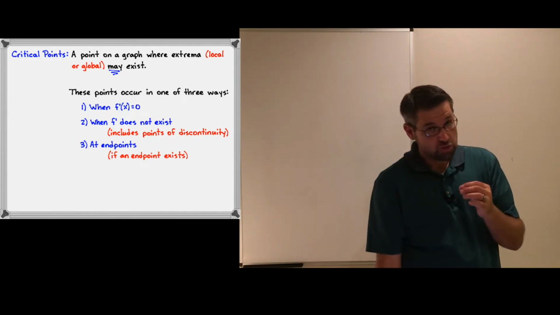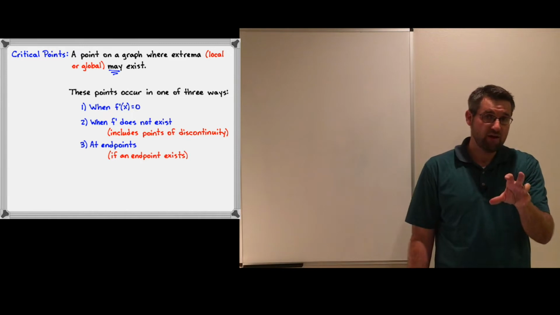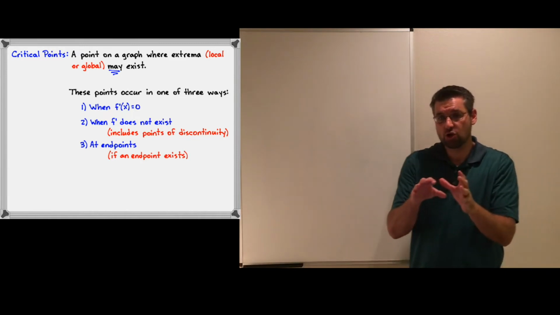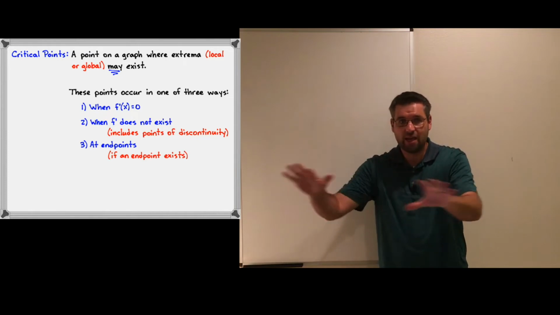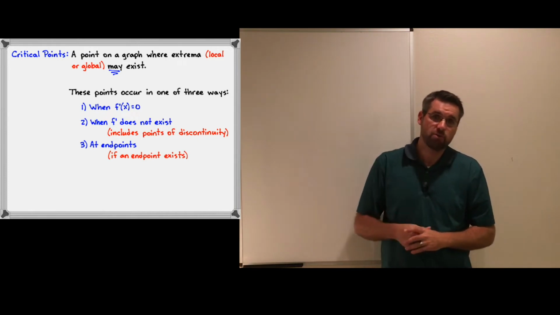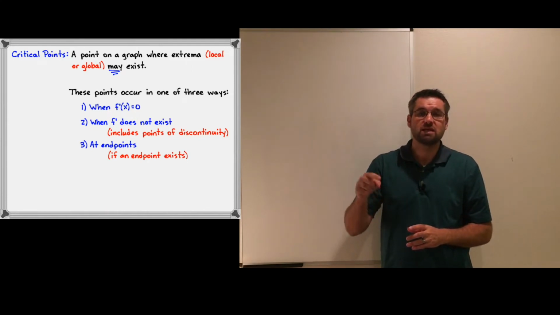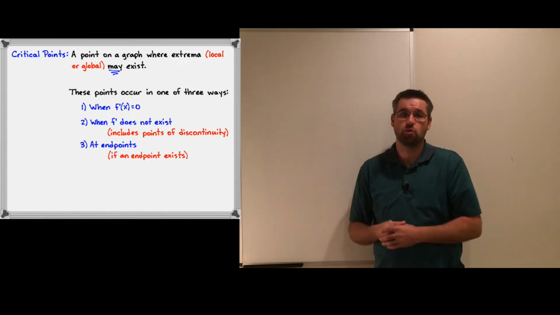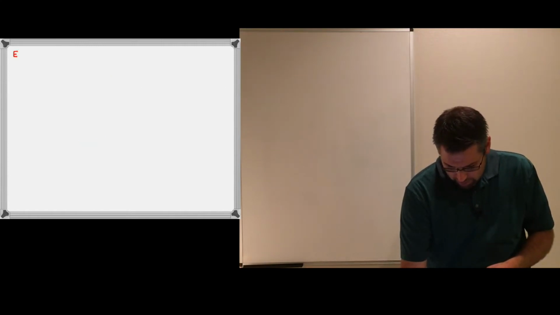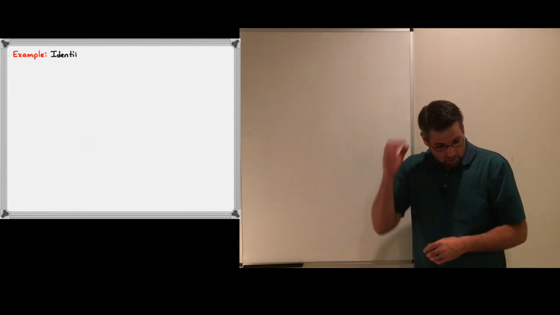Now, once you do that, if you have all those points identified, then you can say the extrema for this graph must occur in these points. They cannot occur anywhere else. That doesn't mean those points are extrema. It just means that the extrema must occur within those points if they do exist. Okay? All right, so let's take a look at an example of this.